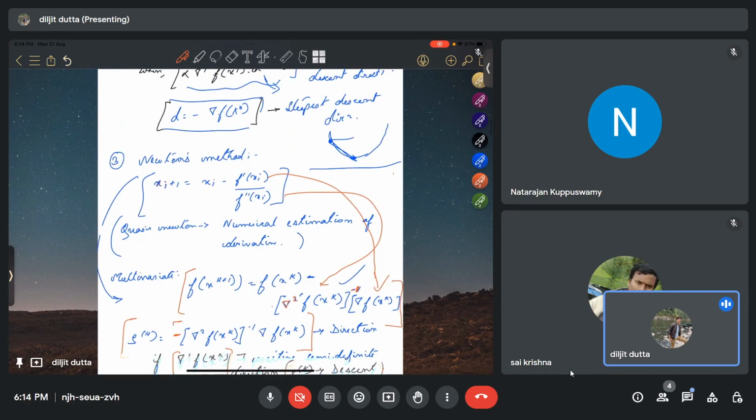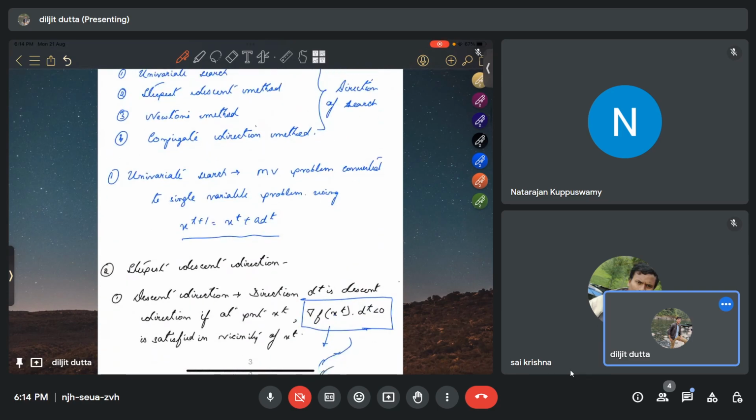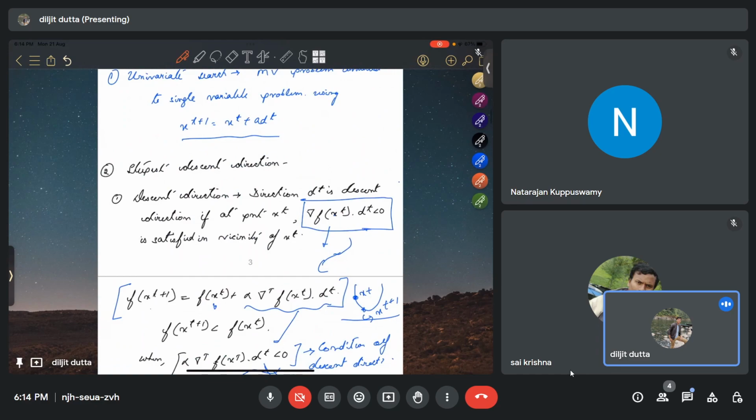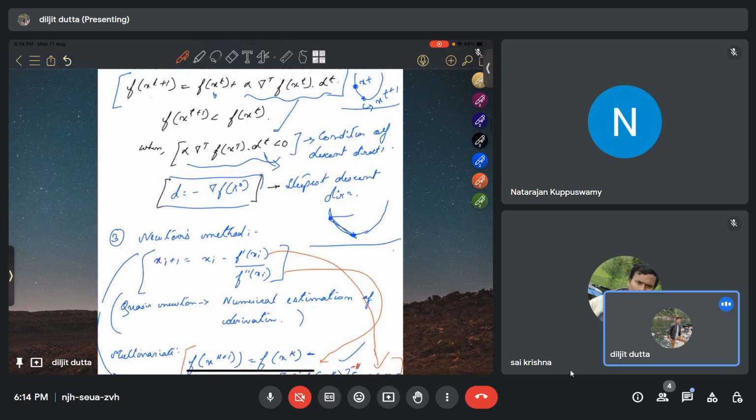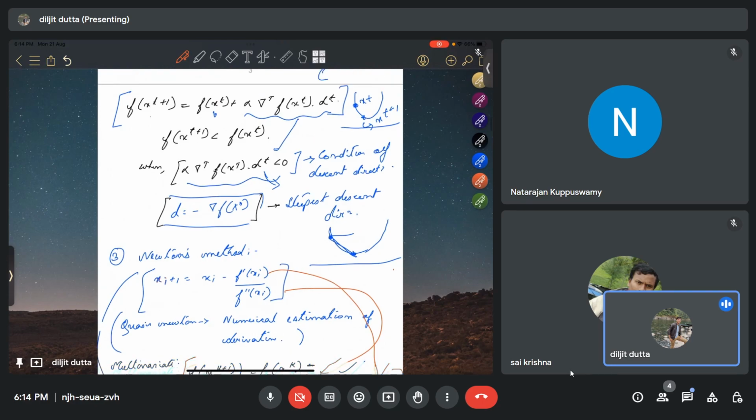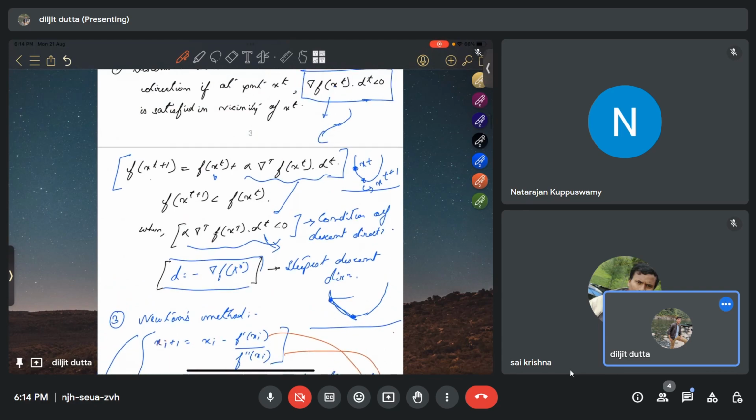So these are the two main methods that we use for solving multivariate problems. One is the steepest descent method, and the second is Newton's method. In Newton's method, the only advantage is that we won't be using any parameter alpha. We directly use the second derivative, whereas in the steepest descent method, we have a parameter alpha, and we have to optimize the function with respect to alpha by the methods of single variable optimization.